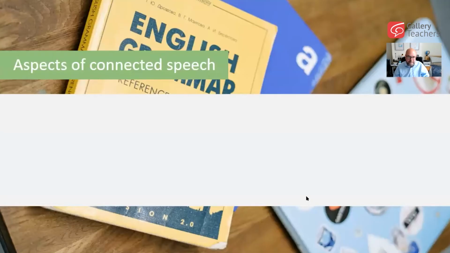So let's look at these aspects of connected speech. And I've got 4 example sentences here, each of which illustrate a different form of connected speech in real time. So I'll have some of those apples, please. I'll have some of those apples, please. Some of those apples, zapples.